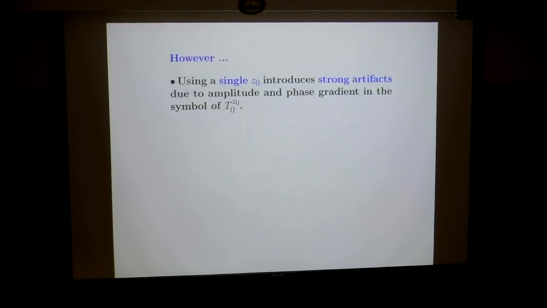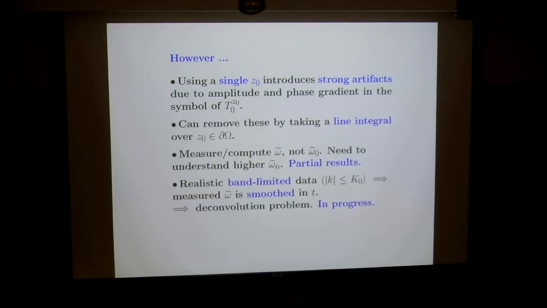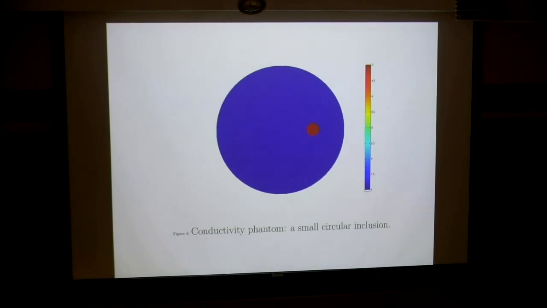Okay, so maybe I will zip through this a little bit and say the following. If you record this at a single point at the boundary z naught, it produces strong artifacts in the reconstruction. And it turns out that if you do sort of an averaging around the boundary, then in fact you get much, much better pictures. So let me just zip ahead to those pictures. So here's another phantom. We have a disk of uniform conductivity one, and inside of it we have an inclusion, which has conductivity five.